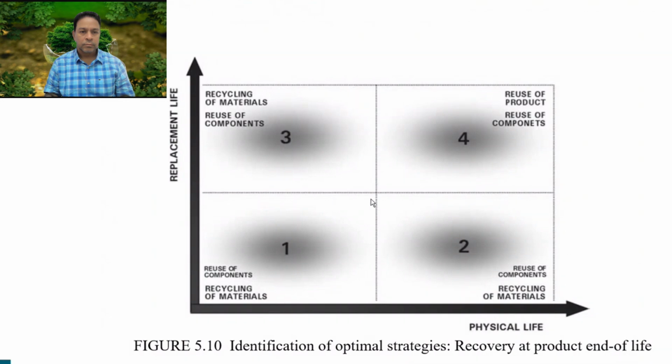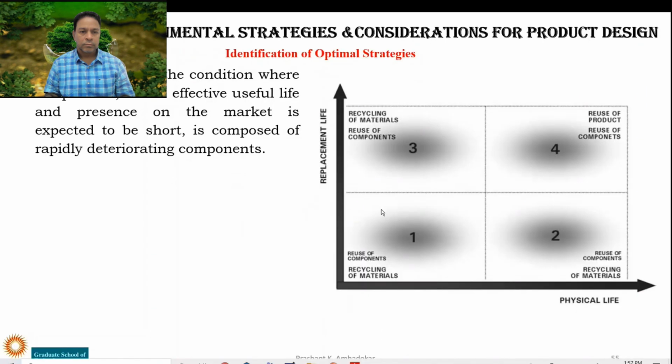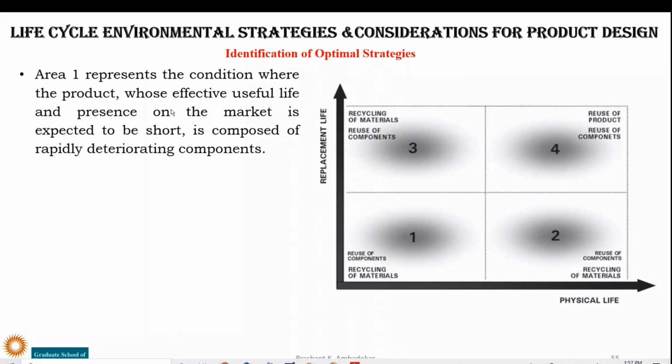Why add so much material in a product that it can be used for 20 years, when you want to end it in 5 years? Okay, that is the concept here. So area 1 represents a condition where the product whose effective useful life and presence on the market is expected to be short. Okay, that's what I have told you.